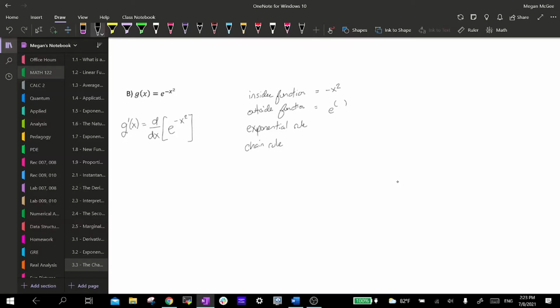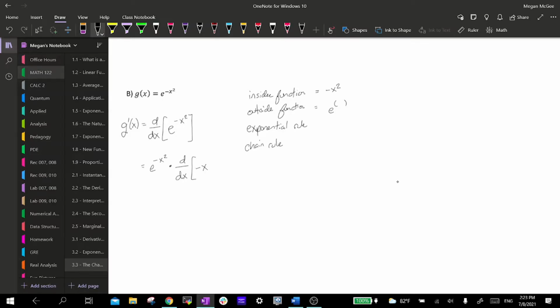So, this is our derivative of our outside function. Well, our outside function is e to some power. And we know that the derivative of e to some power is itself, right? So, e, that some power, is the original inside function. So we have e to the negative x squared. So that's the derivative of the outside function, and then we're going to plug our inside function into it, times the derivative of our inside function.